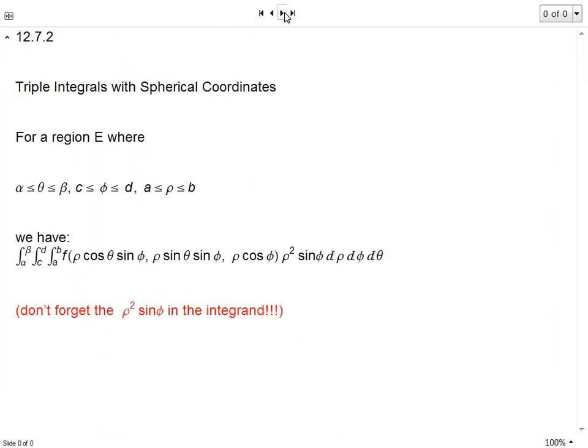Now let's talk about what these regions look like in three-dimensional space. So triple integrals with spherical coordinates. For region E, where our theta is between alpha and beta, so theta is my turn right here, like this, if I fix that turn between two constants, and then I let my phi be between two constants, so I'm turning like this, and then this is allowed to go between two constants. So let's see if I can do that one time. That's kind of hard. You get what I'm saying, right?